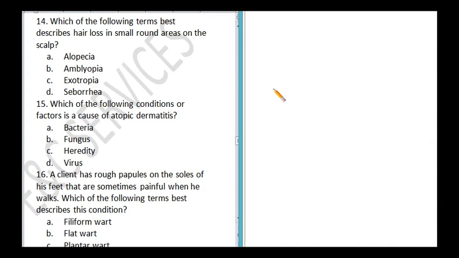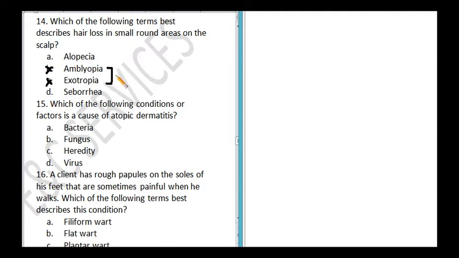Next, number 14. Which of the following terms best describe hair loss in small round areas on the scalp? Is it A. Alopecia, B. Amblyopia, C. Exotropia, or D. Seborrhea? The answer here, first let's eliminate B, C.